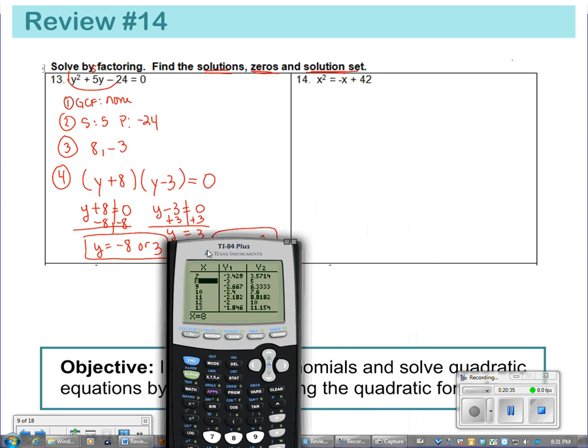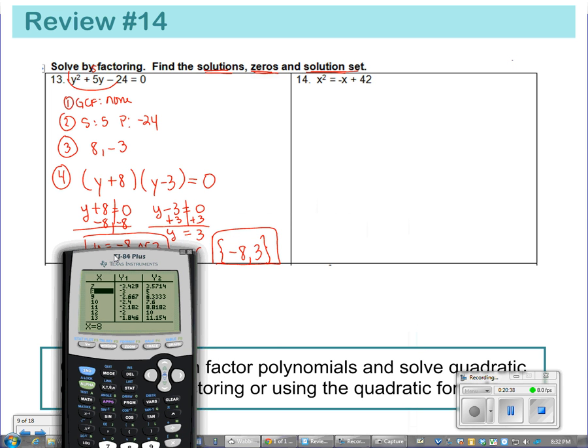Problem 14. First step is we need to have it equal to 0. If I have an equal sign, I need to get it equal to 0. So I also like my squared term to be positive. It's already positive, so that means we need to make our right-hand side equal to 0.